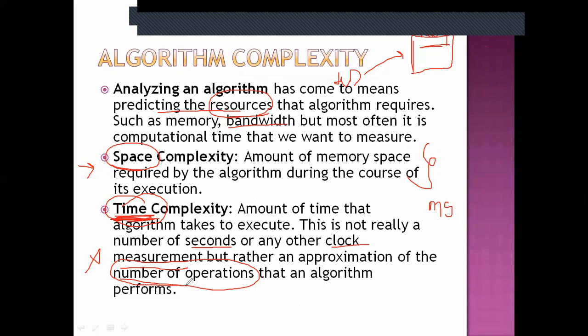Again, this is not right. I'm going to correct this definition. I'm going to refine that definition in my next slide. But right now you can assume, what do you mean by the time complexity? Time complexity means how many operations are being performed by your algorithm. So please remember this thing. Any doubt in this?